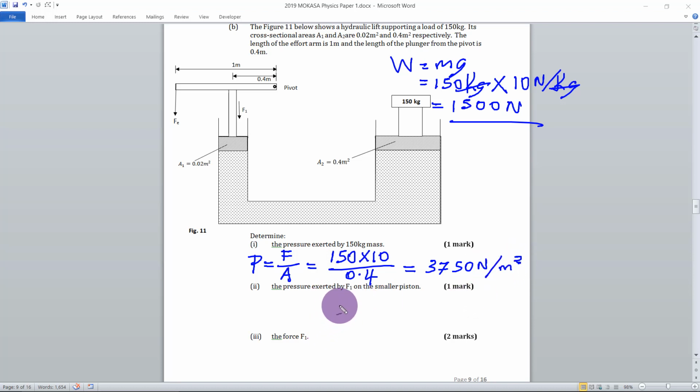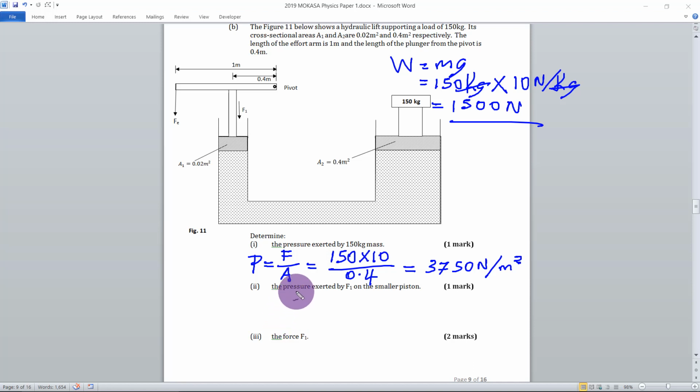Now that pressure, of course, is exerted throughout the whole of this liquid. I'm working in reverse because according to this question, what we would have been asked to calculate, the force exerted by the larger piston upwards on the load, is already given. The load is already given. So we can work backwards.